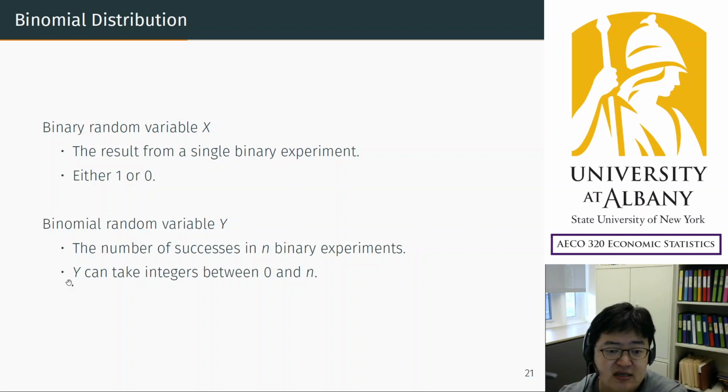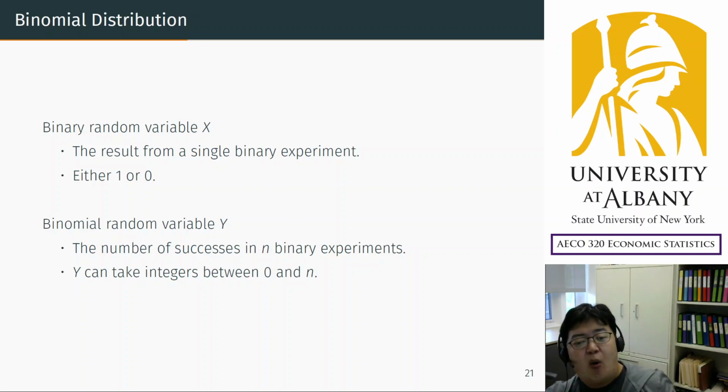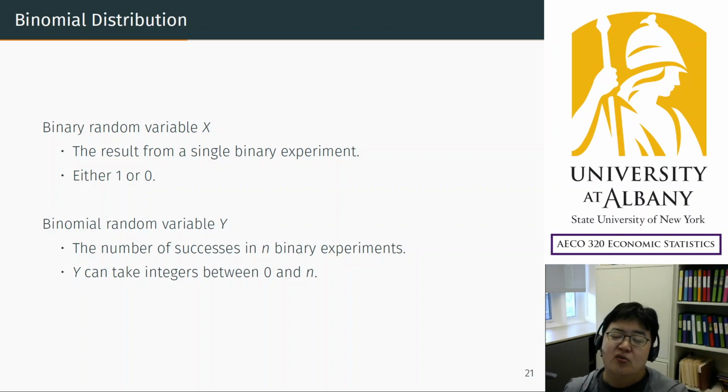So y is, as I said, the number of successes. So y can take integers between 0 and n. When you throw 100 coins, the number of heads can be at the minimum 0, no coin has heads, or at the maximum 100, all coins have heads. Similarly, in your homework, the minimum grade is 0 and the maximum is 10, right? So the binomial distribution ranges between 0 to n.